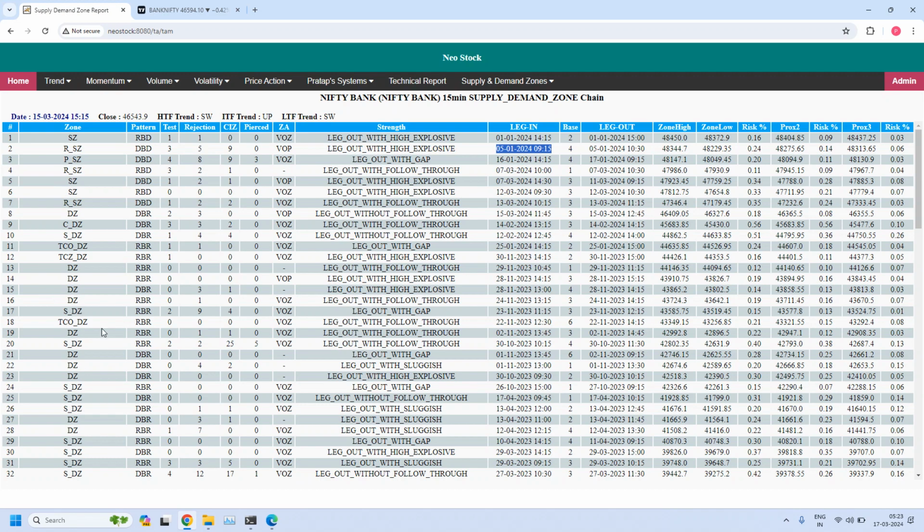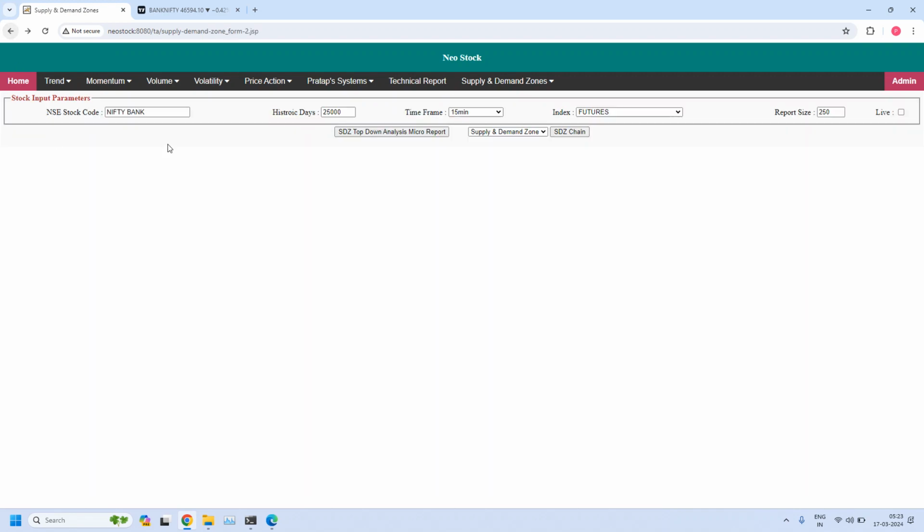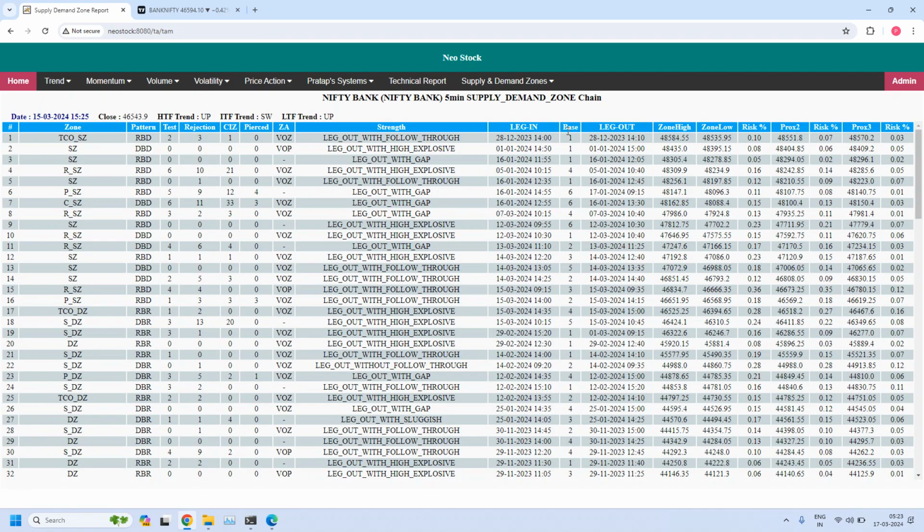And the last time frame, 5 minutes. Mostly our Monday's trades will be helped by it. So let us change the time frame to 5 minutes and let us generate the chain. Based on this, now we can identify Monday's trading levels. So what is the nearest demand zone and supply zone? Let us find.